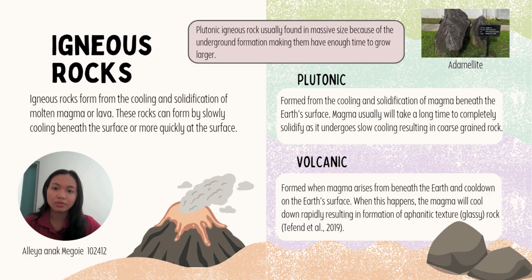First, plutonic igneous rocks are formed from the cooling and solidification of magma beneath the Earth's surface. The magma usually takes a long time to completely solidify as it undergoes slow cooling. This results in coarse-grained rock. An example of plutonic igneous rock is adamellite. A plutonic igneous rock is usually found in massive size because of the underground formation, which gives them enough time to grow larger.